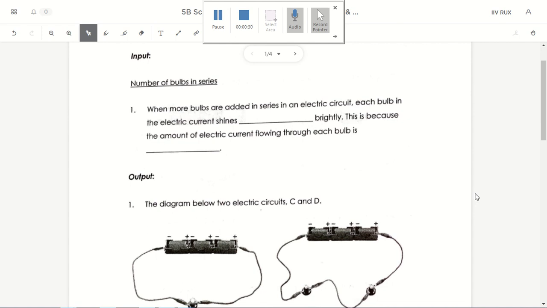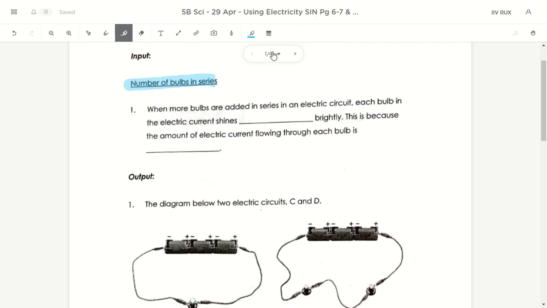So this SIN that we'll be discussing now is your homework yesterday. You went through a lesson on the number of bulbs, where the different arrangement of the bulbs in a circuit will affect the brightness of each bulb in the circuit. There are two ways of connecting bulbs in a circuit. Either you connect them in series, which is what we're going to talk about now, and later we're going to talk about how it's different when they are connected in parallel.